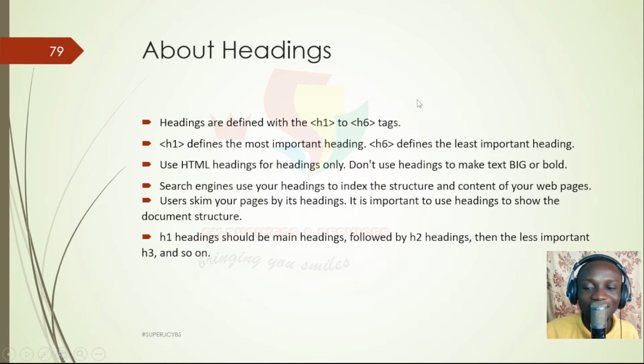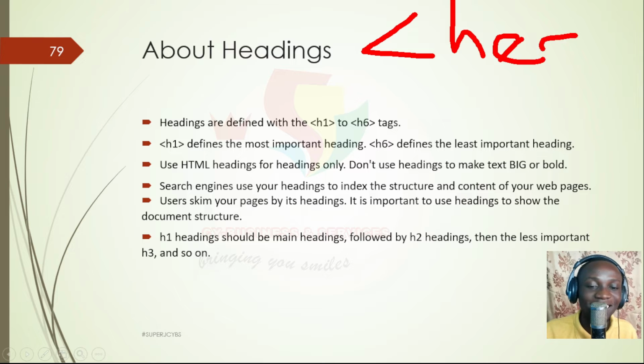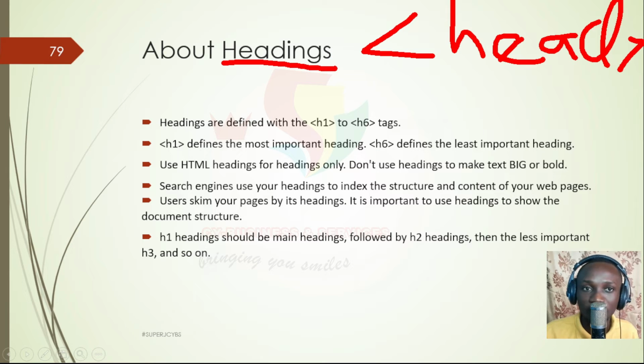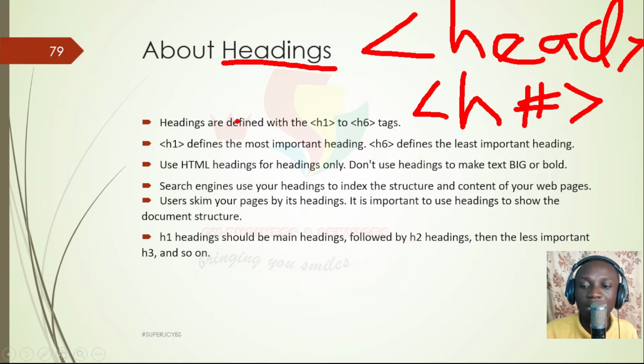I remember in lesson 1, lesson 2, I told you not to think of the head tag as the same as headings. And this is exactly what I was referring to. So we have the head tag in HTML, and then we have the headings tag. Now, the head tag is written as H-E-A-D, head. But the headings tag is written as just H with a number. So H with a number. And when you check over here, it ranges from H1 to H6.